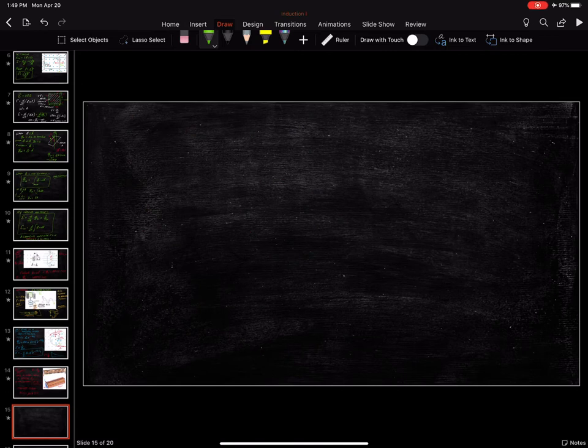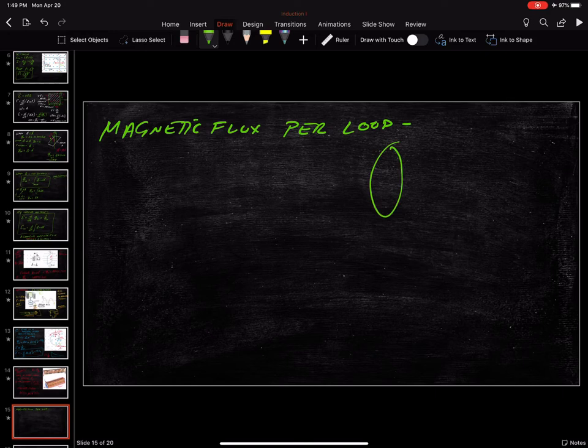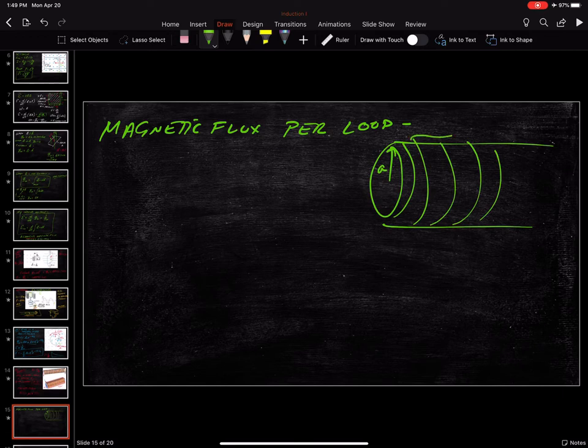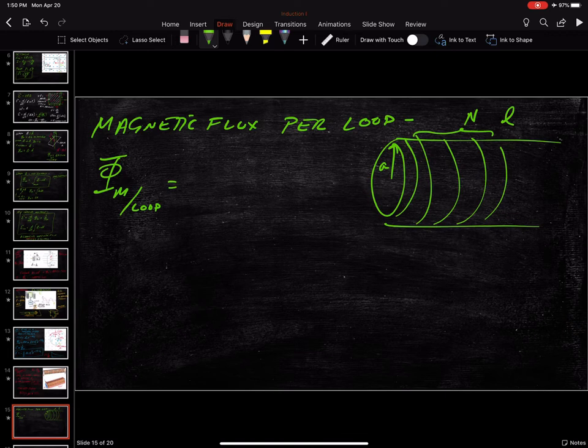And so I can talk about the magnetic flux per loop, okay, per n. So in that case, the magnetic flux, suppose here's your loop. Suppose that the radius of this thing is a, and you got n of these loops, okay, over a length L. What's the magnetic flux per loop going to be? Well, that should just be phi m per loop should be the magnetic field, B of t, times the area of this thing, pi a squared.